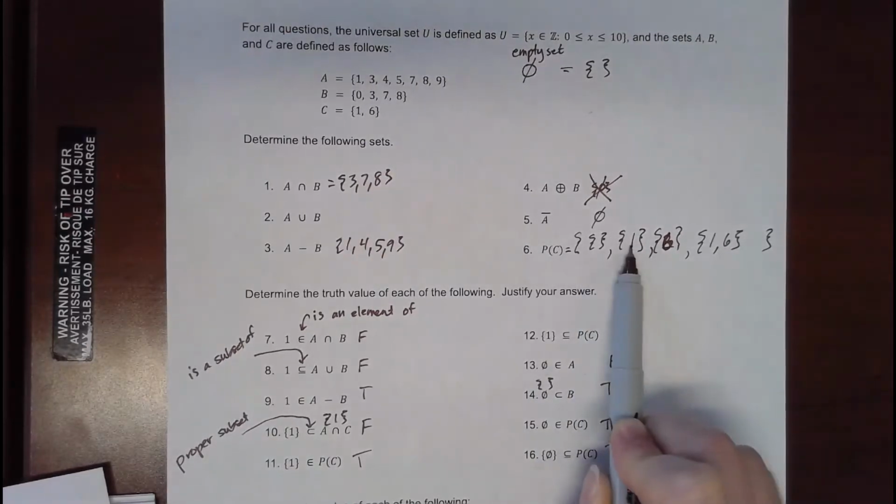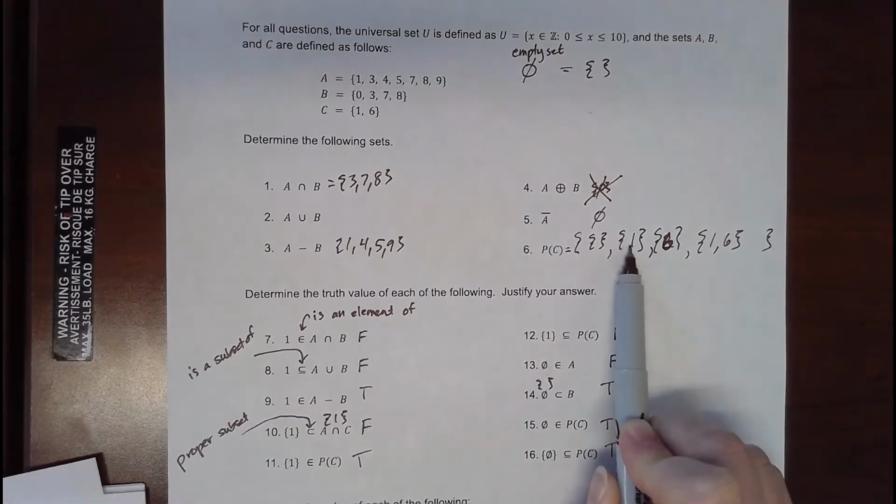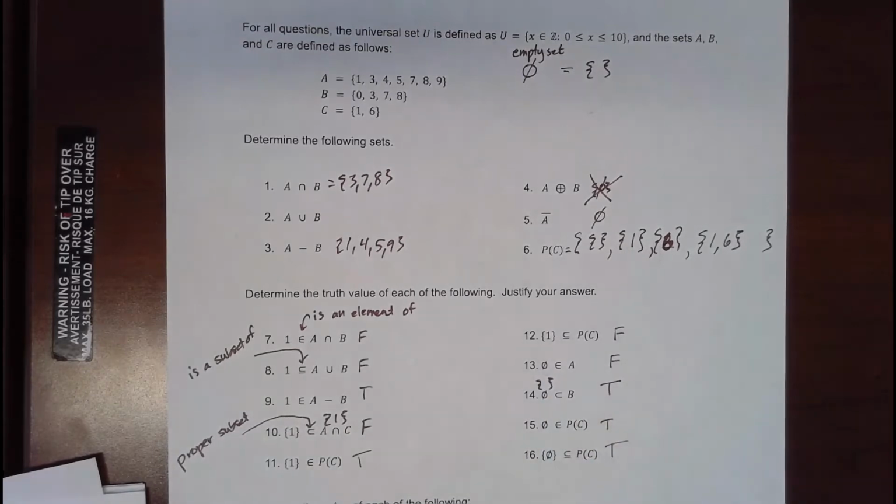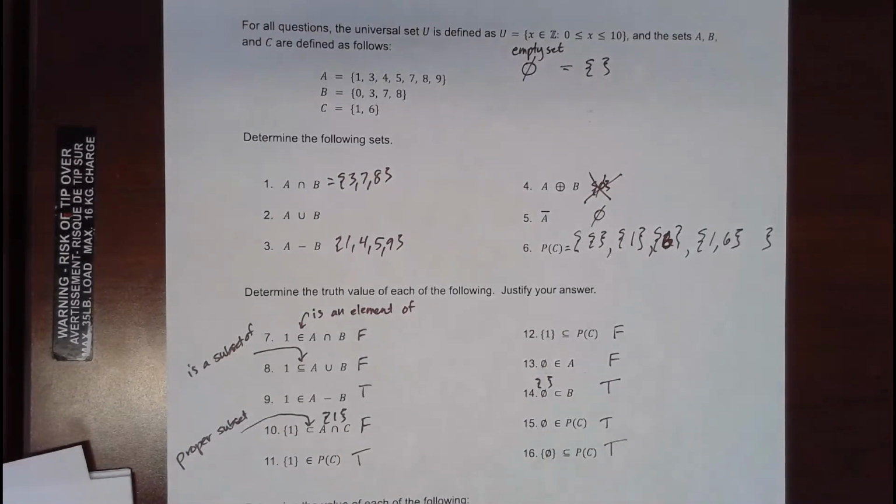No. Is this the integer 1? That's the set containing the integer 1, but it's not 1. They have to be exactly the same, because an integer and a set are 2 different kinds of things. So this is a set, this is an integer. Okay. So, yeah.